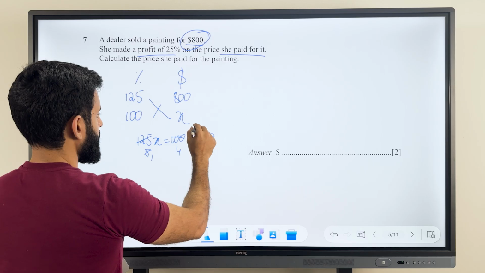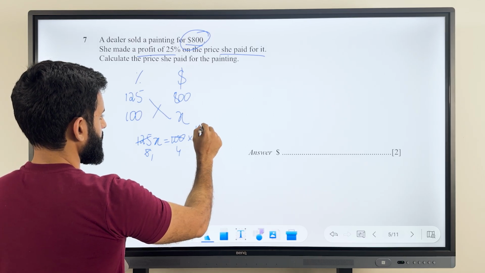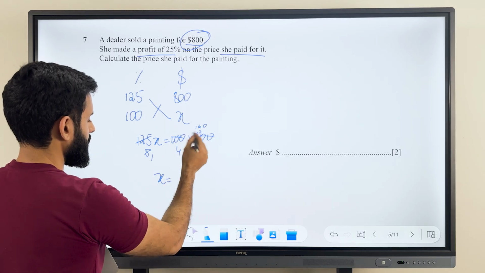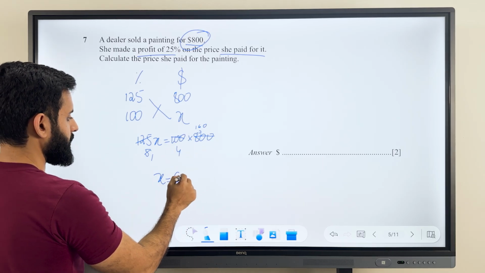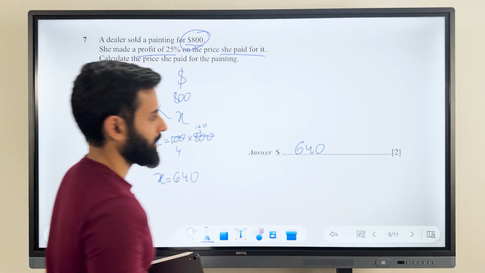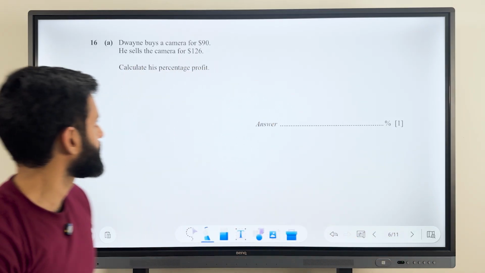5 1s are 5, 5 1s are 5, 3 carry, 5 6s are 30, 0 as it is. So in the end it is 4 times 160, 16 times 4 is 64. Don't forget to add a 0 at the end. So the final answer is 640. And there you go. You can solve any question using this method.